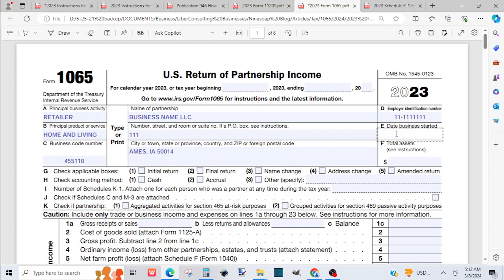Date the business started, we are going to use an example. And total assets, we can leave it. They say see instruction. So there is some condition that you may not need to enter the assets, but it's good to have a balance sheet for your business, just for good financial practices. But again, the software will know when to put a number there for you or not.